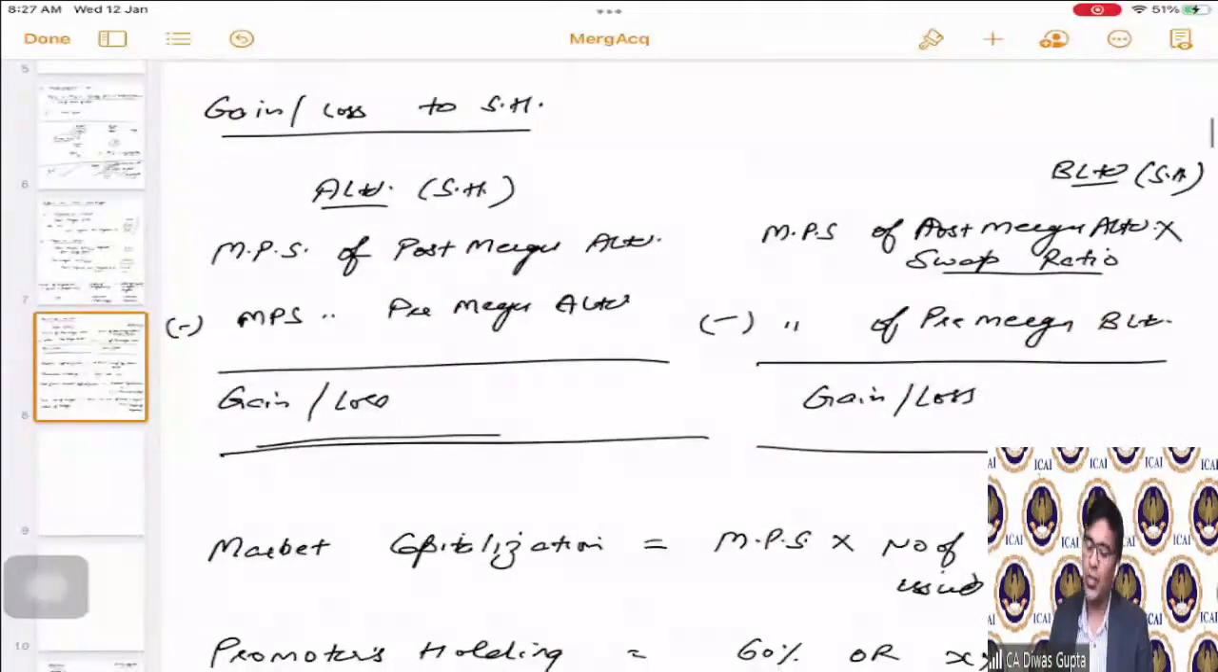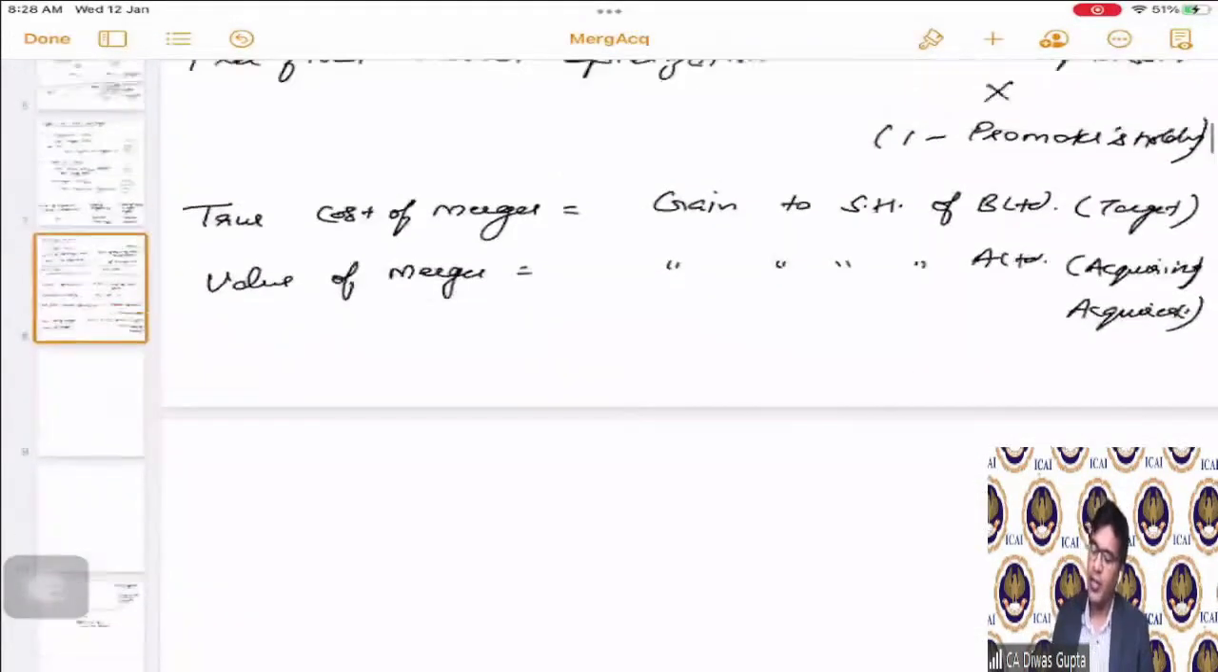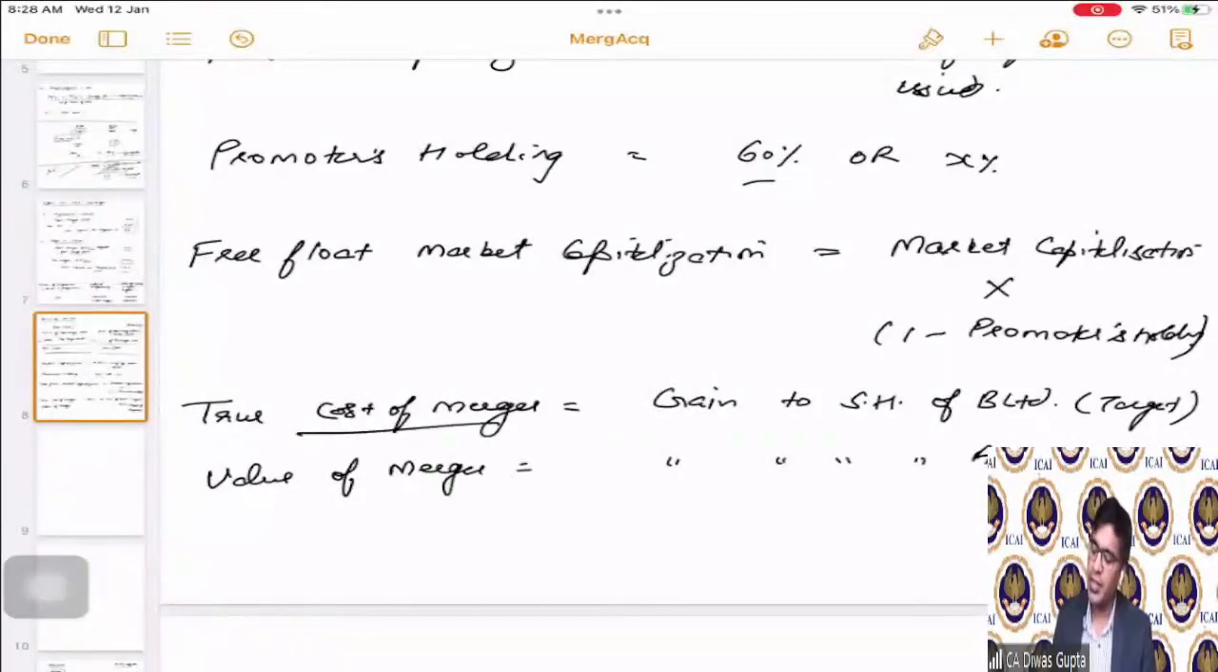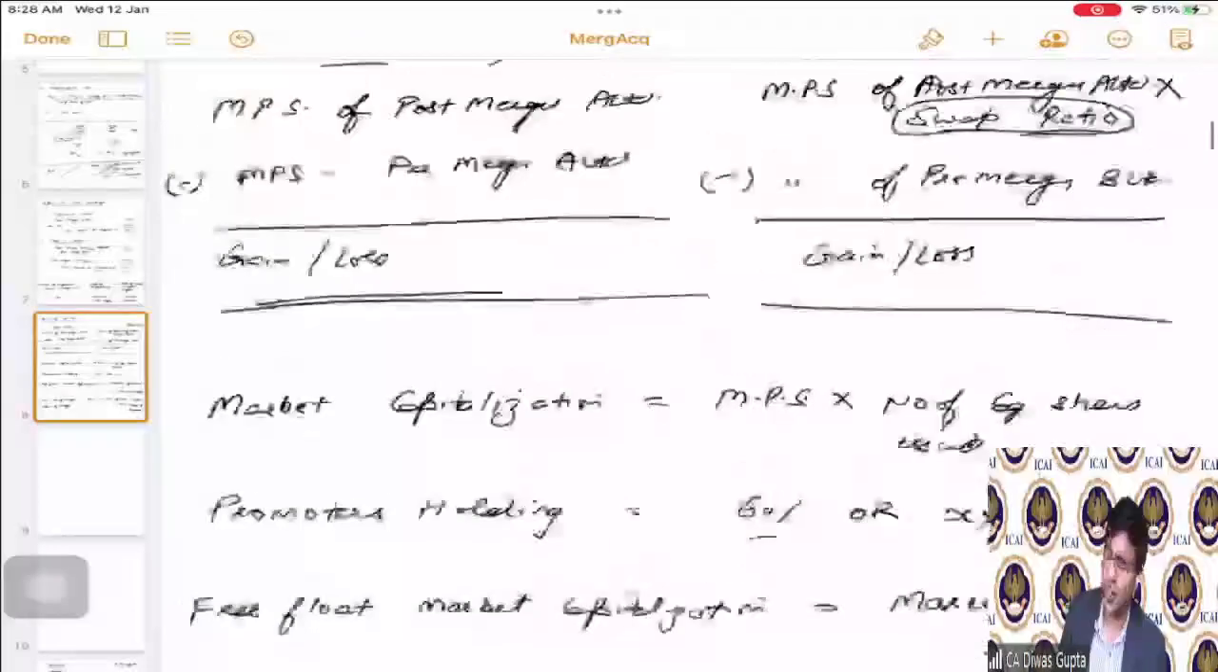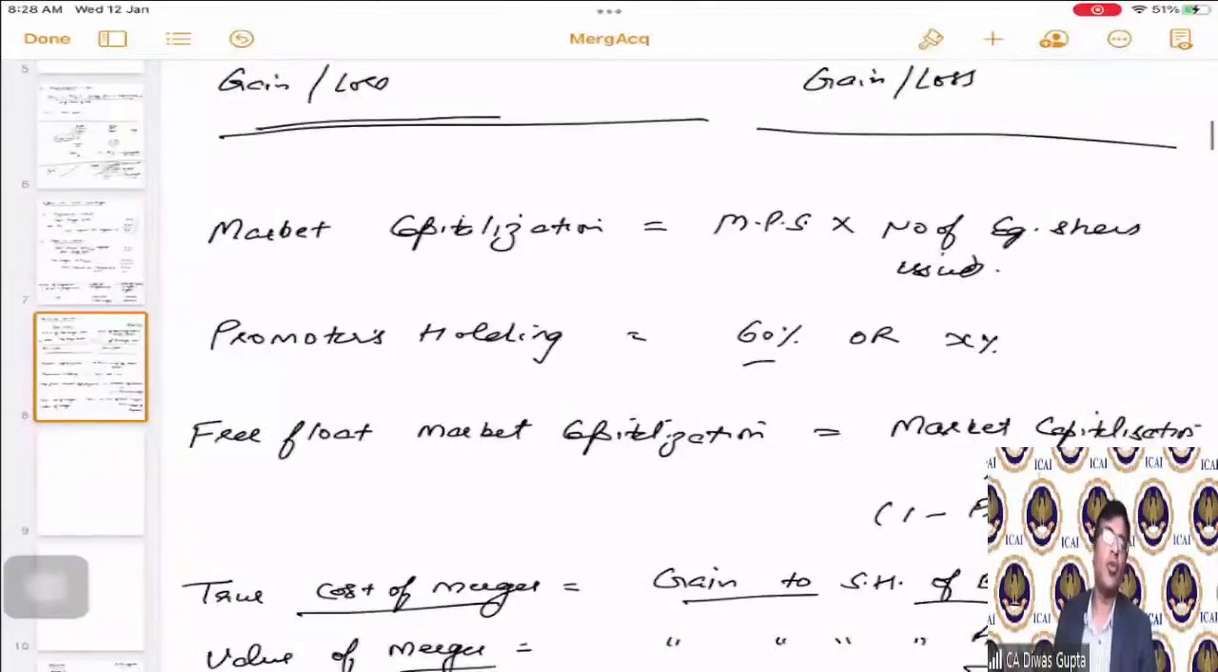Finally, the gain/loss to the shareholders basis the market price. Again, we are adjusting this market price for the swap ratio and calculating the gain or loss. We also studied that the true cost of merger is actually the gain to shareholders of the target company, and the value of merger is actually the acquiring company's shareholders' gain. And free float market capitalization is nothing but everything except the promoters' holding.